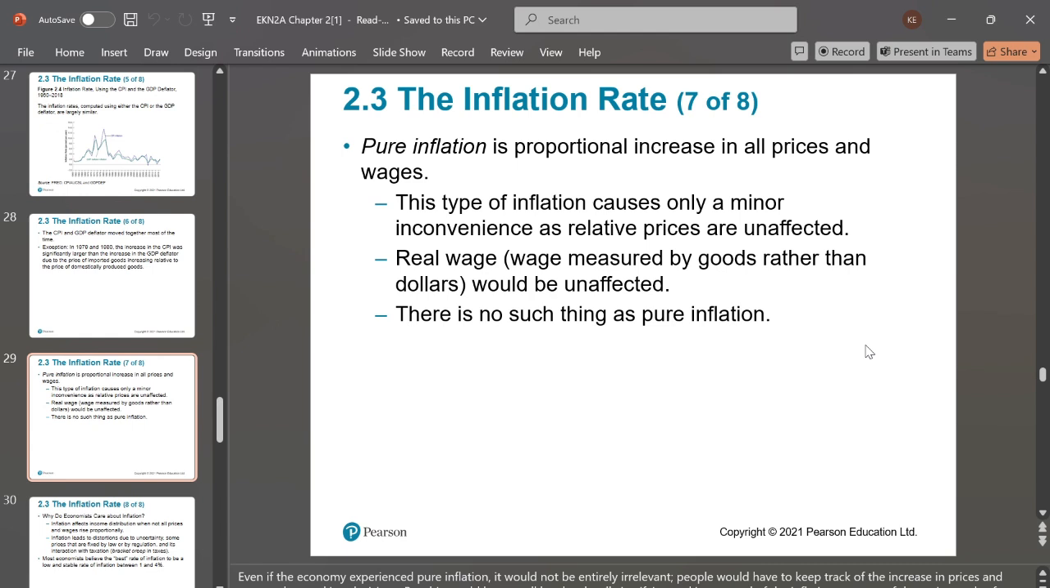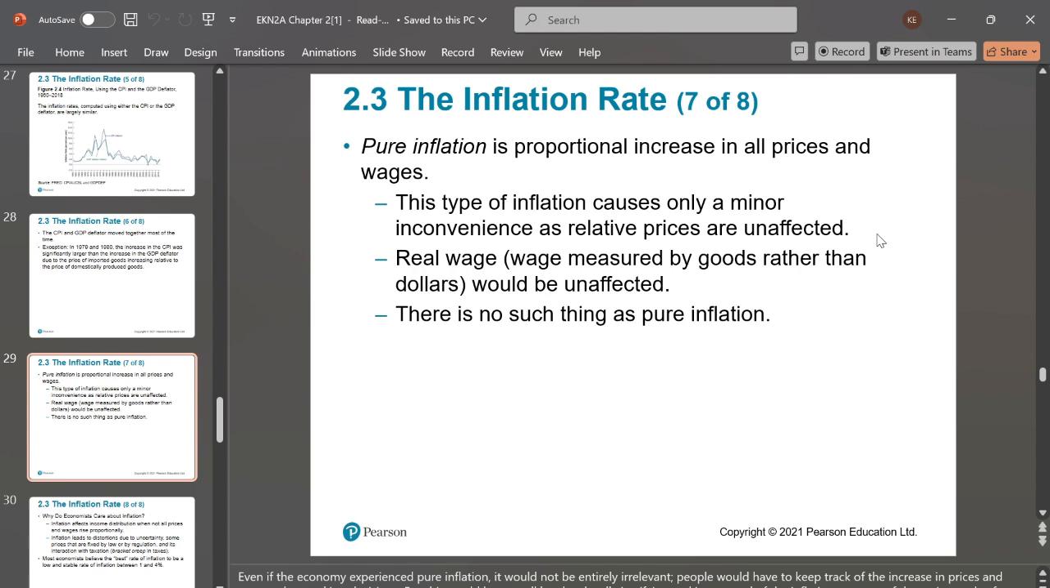Then we go to pure inflation. Pure inflation, number one, does not exist at all, no matter what. It's basically when your wages increase at the same rate as your inflation. For example, if your inflation was to increase from 5% to 6%, that is a 1% increase. That would mean if we have a pure inflation system in the economy, our wages are also increasing by 1%.